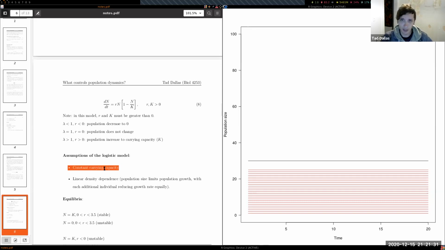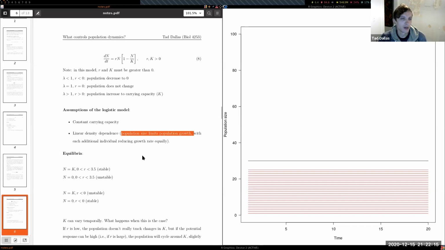This model also has a bunch of assumptions. It assumes everything the previous model did. In addition, it assumes constant carrying capacity, and so this k value doesn't change as a function of time. And also it assumes a linear form of density dependence. And so population size can limit population growth, and each individual does so equally. How this would not play out is you can imagine a situation where juveniles or smaller individuals might take up less space or use fewer resources. Here, an individual is an individual is an individual and contributes equally to getting toward that carrying capacity, which then influences the dynamics of the model.